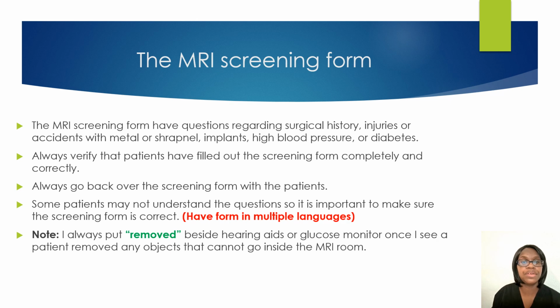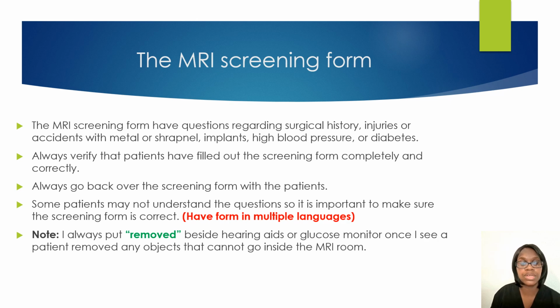For the MRI screening form, you always want to make sure you are getting the questions answered about surgical histories, injuries, or accidents. You want to check to see if the patient has diabetes. If they do, ask them if they have a glucose monitor on their arm or their stomach. You also want to make sure they do not have an insulin pump, and that you are going back through that screening form with them.